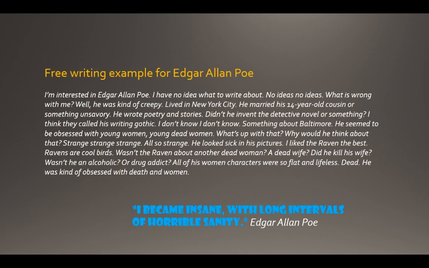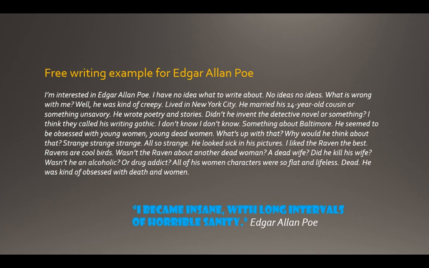Here's an example of free writing about the Edgar Allan Poe subject. So, I'm interested in Edgar Allan Poe. I have no idea what to write about. No ideas, no ideas. What is wrong with me? Well, he was kind of creepy. He lived in New York City. He married his 14-year-old cousin or something unsavory.